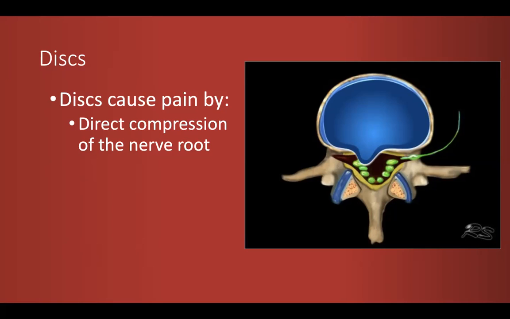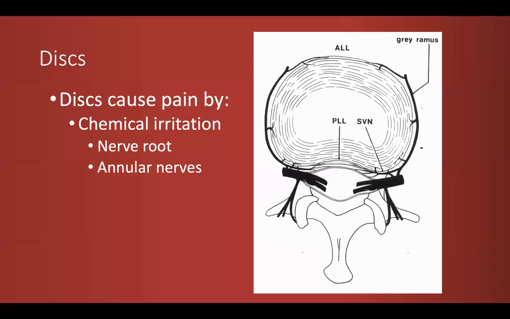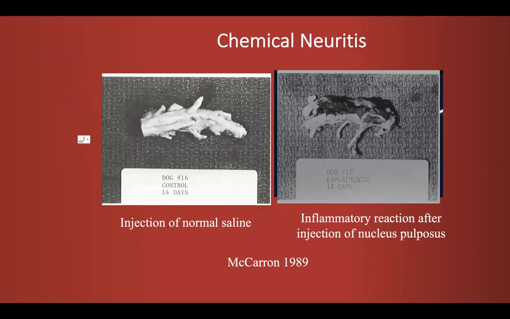1934, Mixter and Barr identified a herniated disc as a cause of pain going down the leg. And because we already had the Greek word for pain going down the leg, sciatica, the term sciatica and disc ended up becoming synonymous. But we also know that disc can cause pain by chemical irritations of both the nerve root and the annular nerves as it comes out. So if it actually comes out onto the nerve root, it creates a terrible inflammatory response.